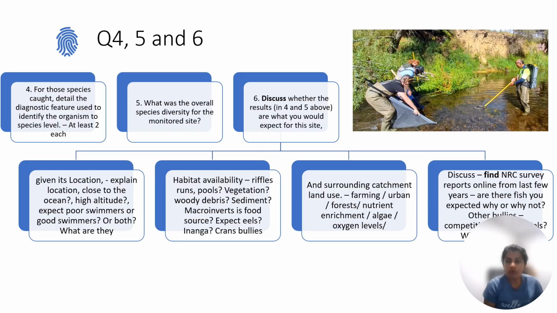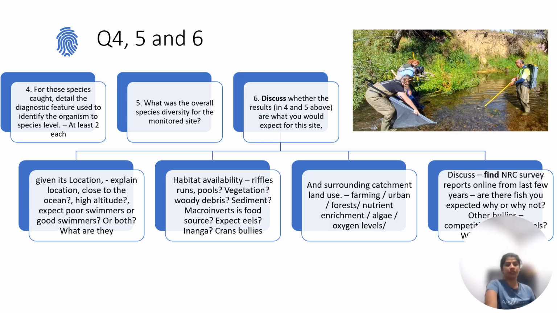Any of those two should be helpful for you. Then also our lecture notes has very good resource. Then the overall species diversity, that's just the total number of different species you found, and you can count that and put that down. Then discuss whether the results that you found in 4 and 5, you have to discuss what fish were there, were they expected or not expected, and why.